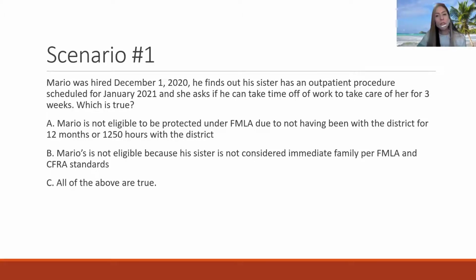So an immediate family member is either a parent, spouse, or child. Those are the only three that are categorized under immediate family member. So C is true. Mario technically could take some time off if his supervisor allows him to take a day or two. That would be at the discretion of the supervisor if it's not going to impact operational needs. But he could take a day or two off. But if he requested all 3 weeks, the supervisor could deny those 3 weeks.